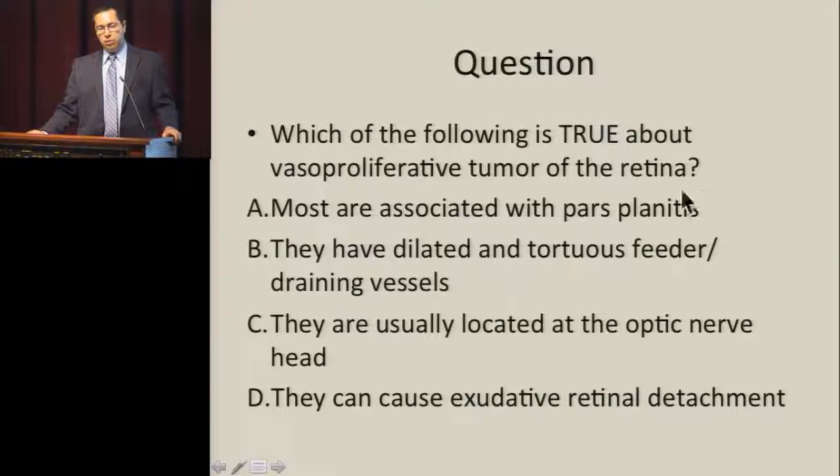So, which of the following is true about vasoproliferative tumors? Most are associated with pars planitis. No, the majority are not, they are primary. They have dilated tortuous feeder vessels. They don't. They are usually located at the optic nerve head. They are not, they're peripheral. But they can cause exudative retinal detachments.